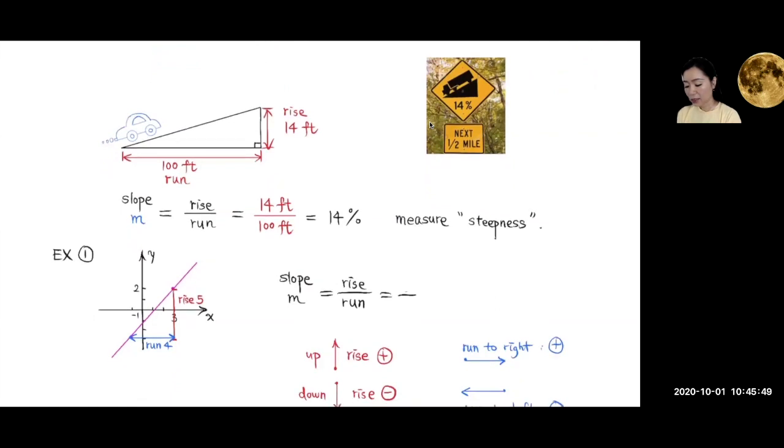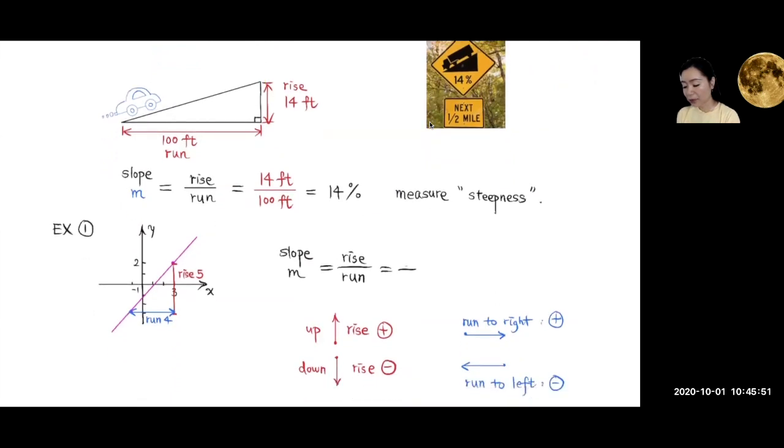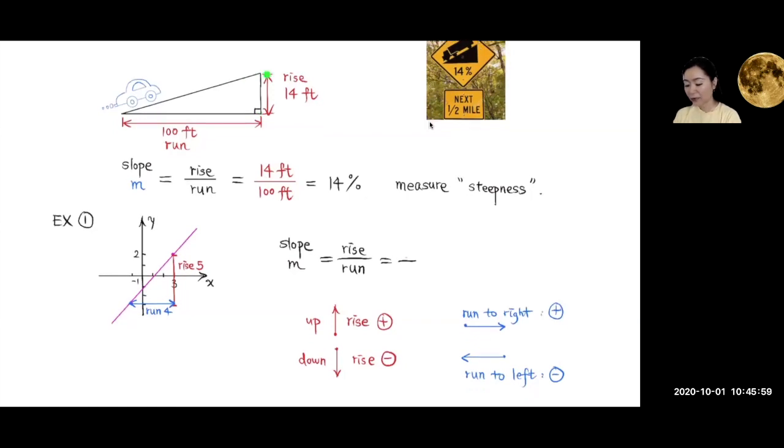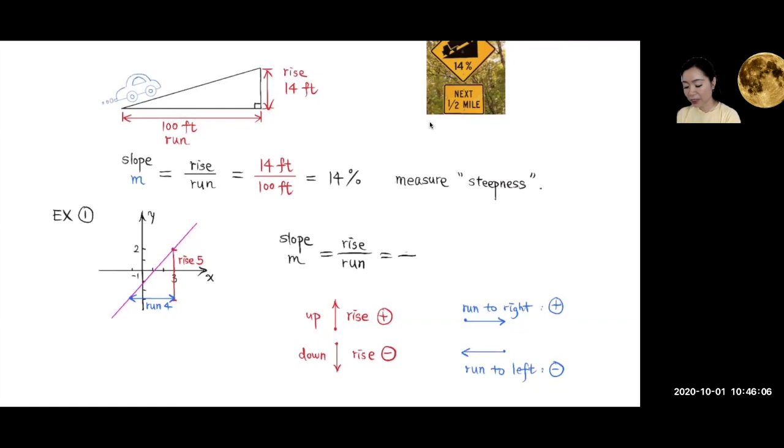So notice that rise and run over here intersect at a right angle, a 90-degree angle. Rise is a vertical change and run is a horizontal change. So look at the first example over here. We have a line over here. This line is rising from left to right. So let's measure the slope. Let's see how steep this line is.